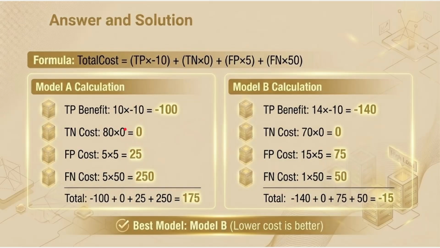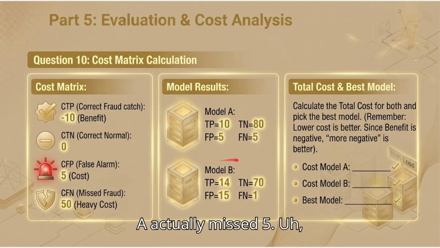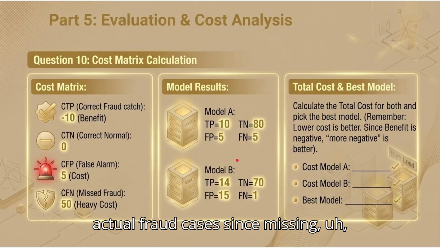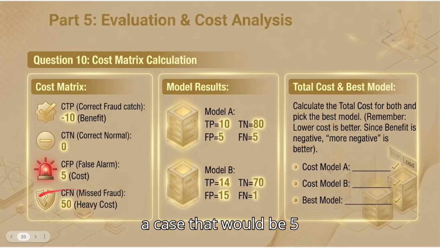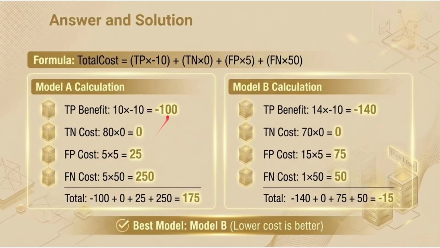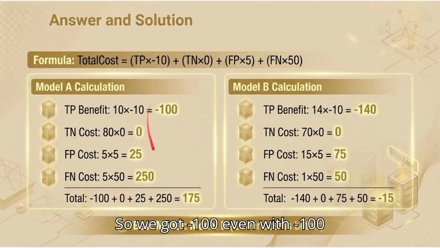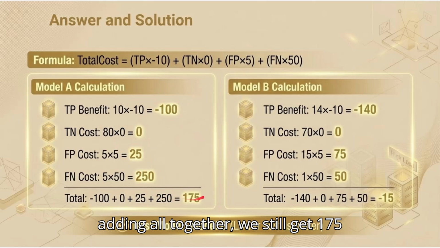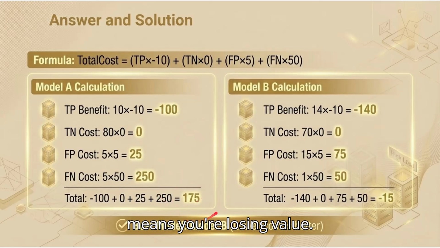So let's go back to Model A. Model A actually missed 5 actual fraud cases. Since missing a case costs 50 points, that's 5 times 50, so about 250, which is pretty costly. Then we got 10 true positives, which is negative 10 each, so negative 100. Even with negative 100, adding them all together, we still get 175. That's not good. Positive numbers mean you're losing value.